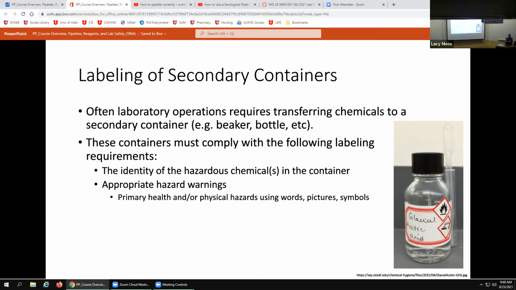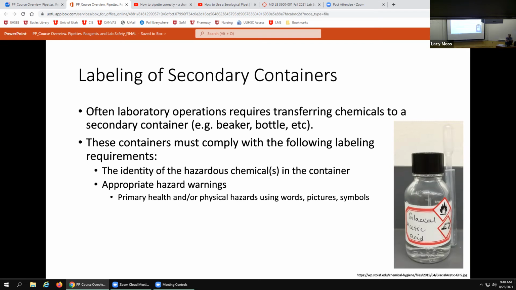These must comply with the following labeling requirements. You must identify what is inside of it. So you must say what's in it. And then you must include the appropriate hazard warning. Usually a lab will have a little sticker sheet of these little symbols or the little diamond, and then you'd fill it in based on the original label so that everyone knows how dangerous it is and what it is. One of my pet peeves in life is people not labeling reagents.